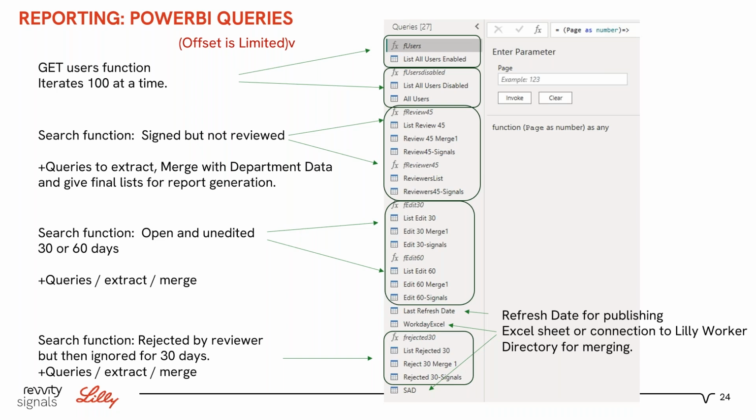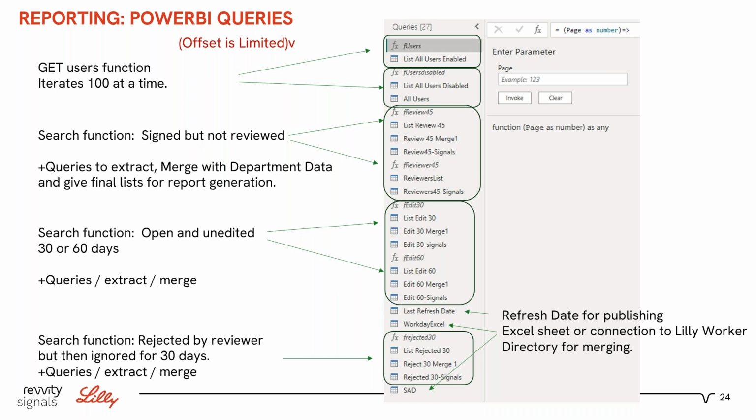I also grab all the disabled users so that we can see if, in the compliance report, things aren't being done, but then we can see, okay, this user's no longer in Signals as well. So for the search functions, searching for things that are signed but not reviewed within 45 days, looking for things that are open and unedited. So an experiment's been opened, it's been sitting and actually not touched for more than 30 days or 60 days.